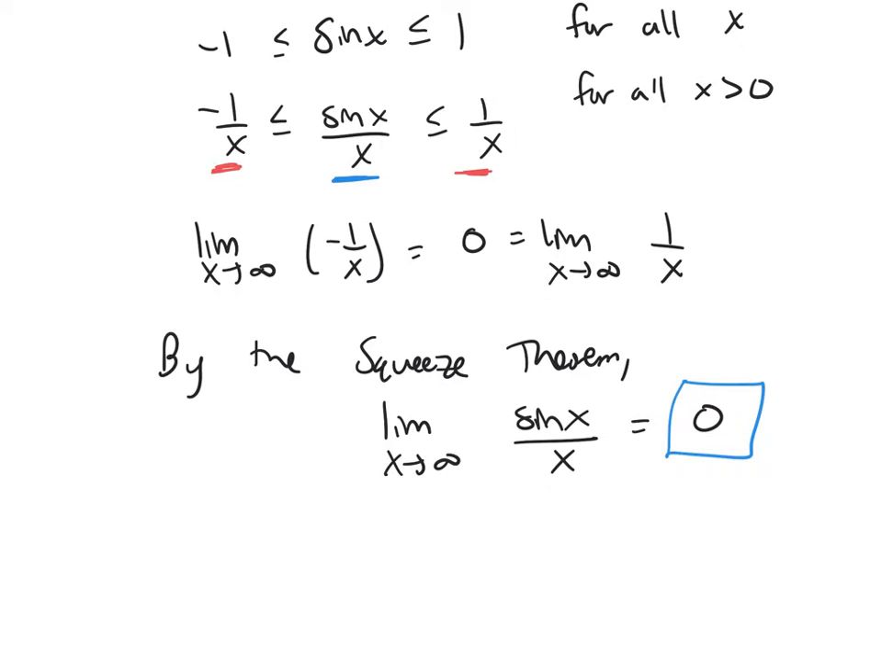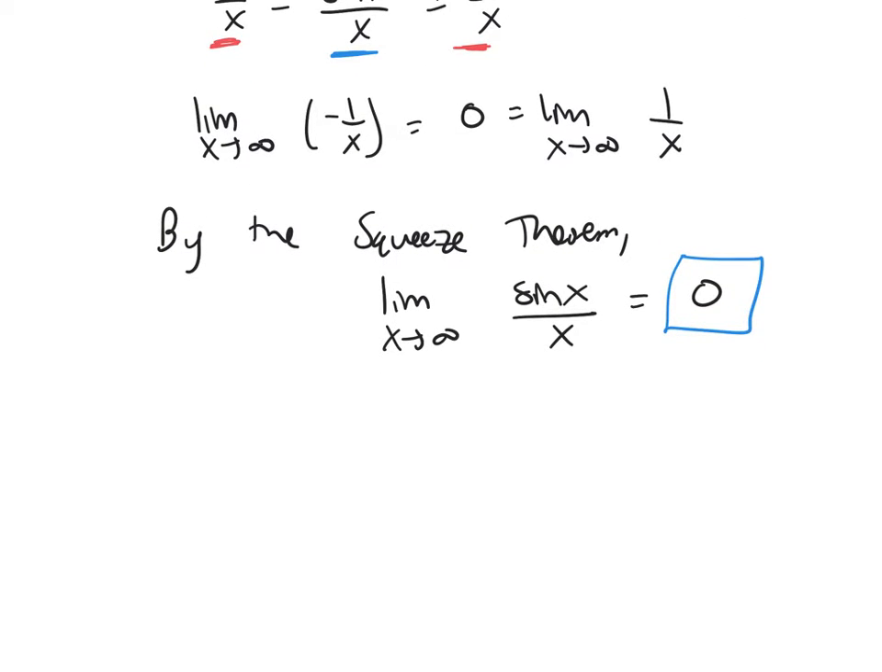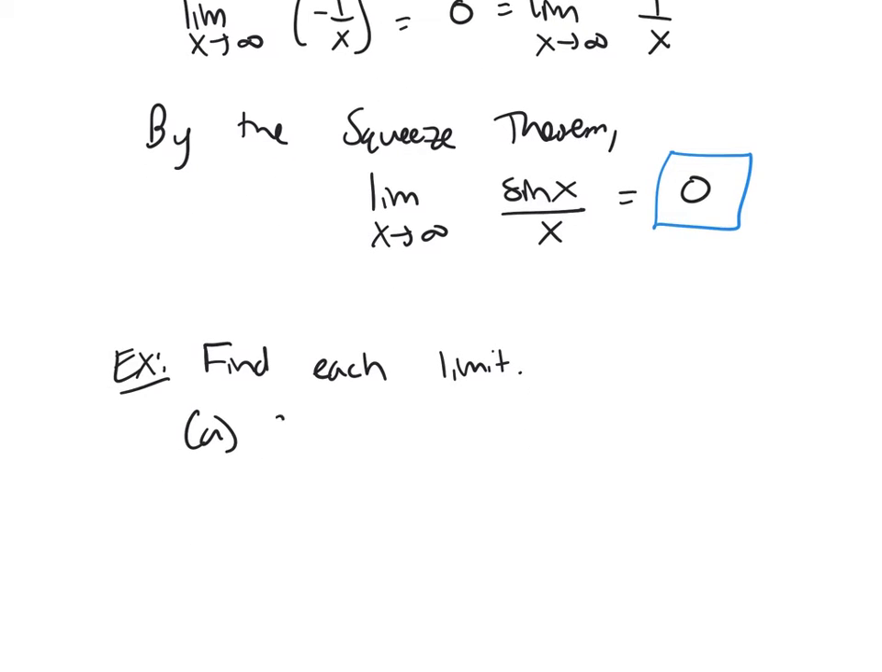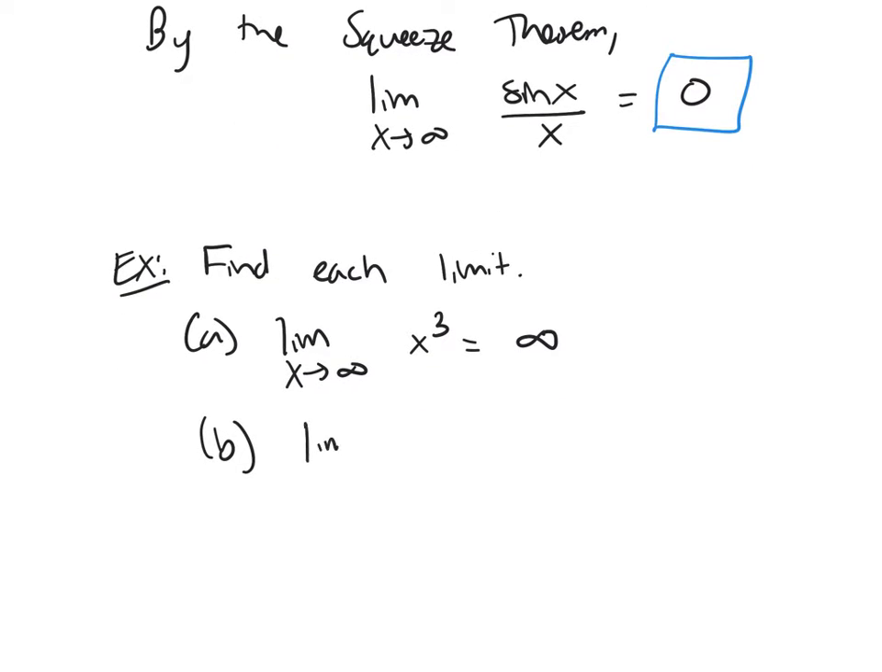And I do want to end with one more example. This one doesn't involve the squeeze theorem, but I want to mention it. Find each limit. If I'm looking at the limit as x goes to infinity of x cubed, if you plug in large values of x, you'll see that this limit is going to be infinity. And if you look at the limit as x goes to -infinity of x cubed, well, if you plug in really small negative numbers like -100, you'll see this limit is -infinity.